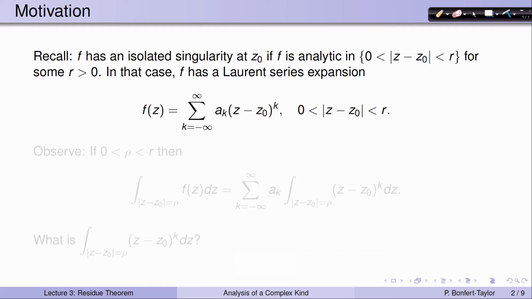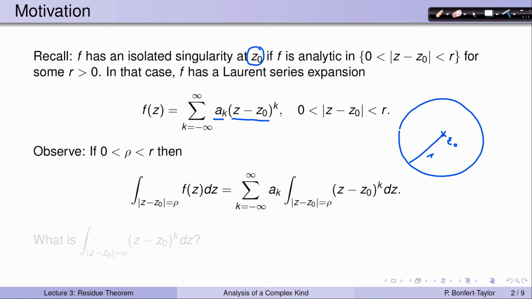Remember that if f has an isolated singularity at a point c0, that means f is analytic in some disk centered at c0 with the exception of c0. Then f has a Laurent series expansion in that punctured disk, and it looks like this. We have coefficients a_k and powers (z minus c0) to the k for k from negative infinity to infinity. And the series converges locally uniformly in this punctured disk, and it converges uniformly as soon as we stay away from the boundary of that disk.